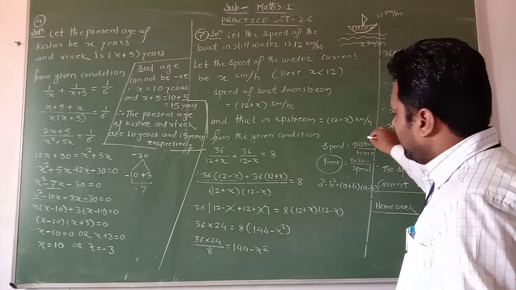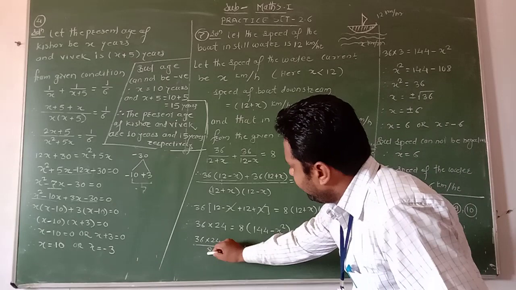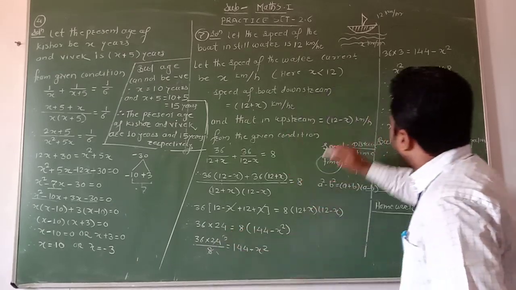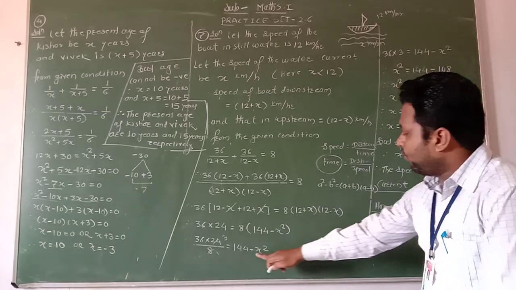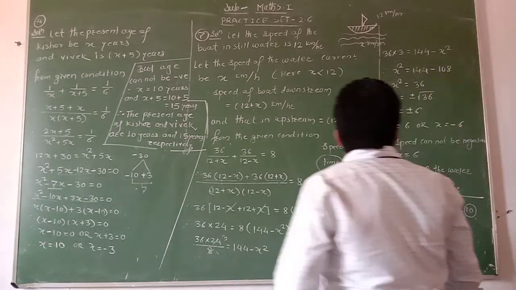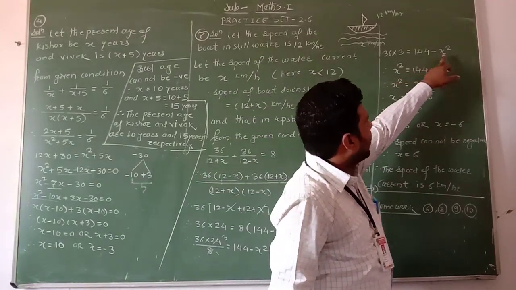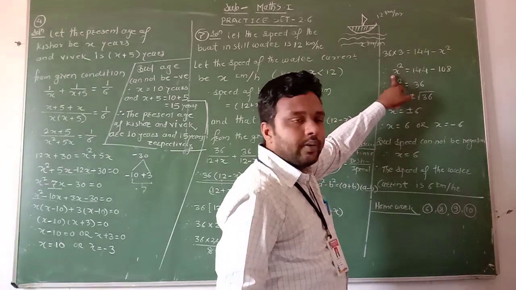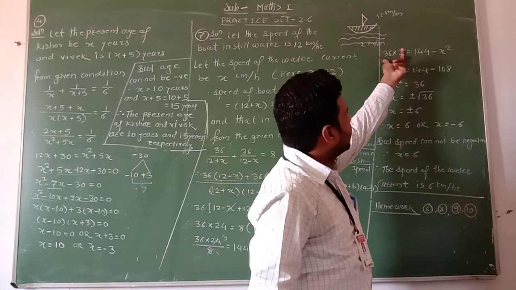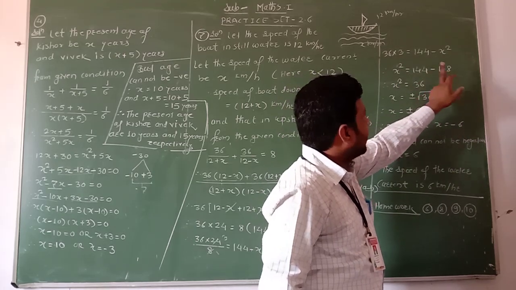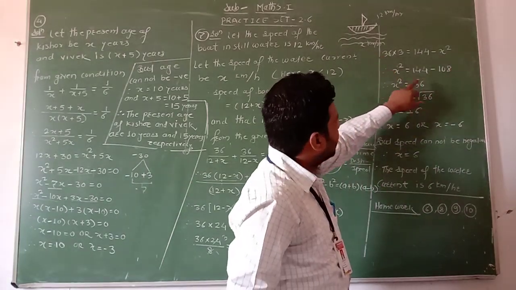Okay, now here the calculation: 36 into 24 divided by 8, 8 ones are 8 and 8 threes are 24. Therefore what is remaining? 36 into 3 is equal to 144 minus x square. Therefore, x square is equal to 144 minus 108, where we transfer the x square and it becomes positive, and 144 as it is, and the multiplication of 36 into 3 is 108. Here we get x square is equal to 36.